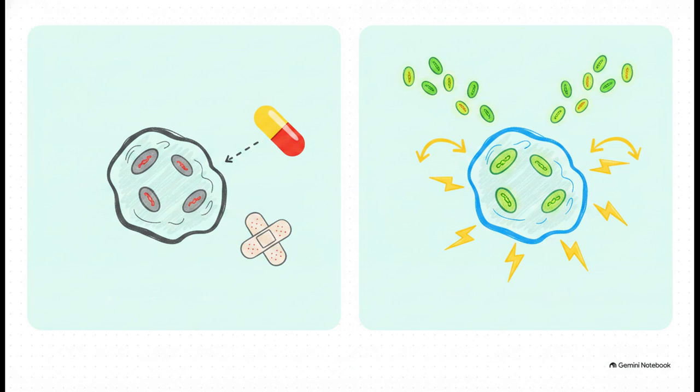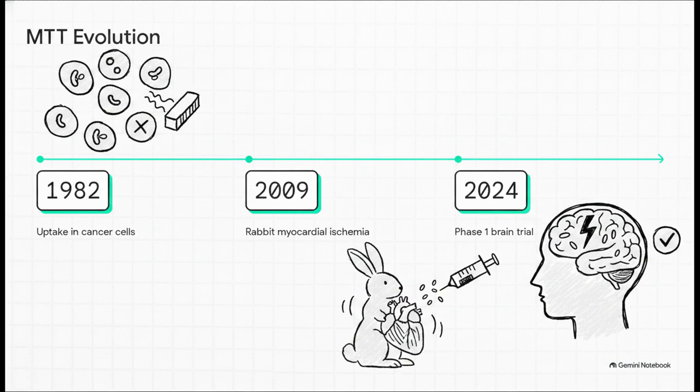So MTT represents a massive paradigm shift. Instead of just slapping a chemical Band-Aid on it, we're attempting direct organelle replacement. We're delivering fresh, healthy mitochondria into compromised cells to restore bioenergetics and stop cell death at its actual source. And listen, this isn't science fiction anymore. It's a rapidly accelerating reality.